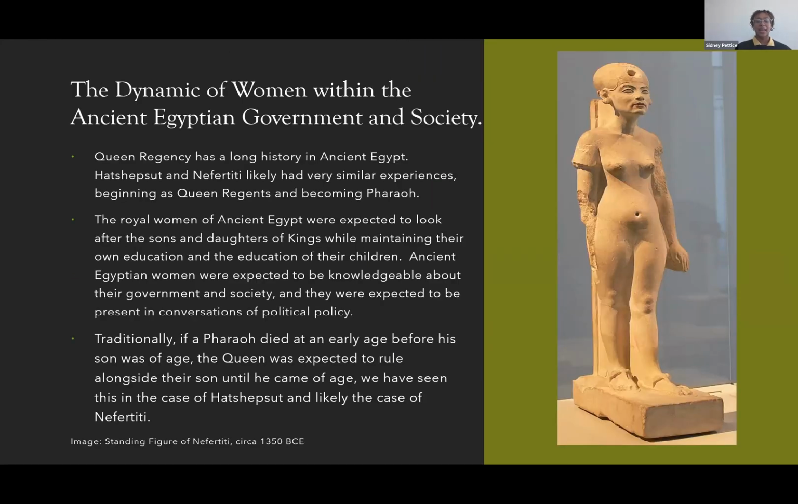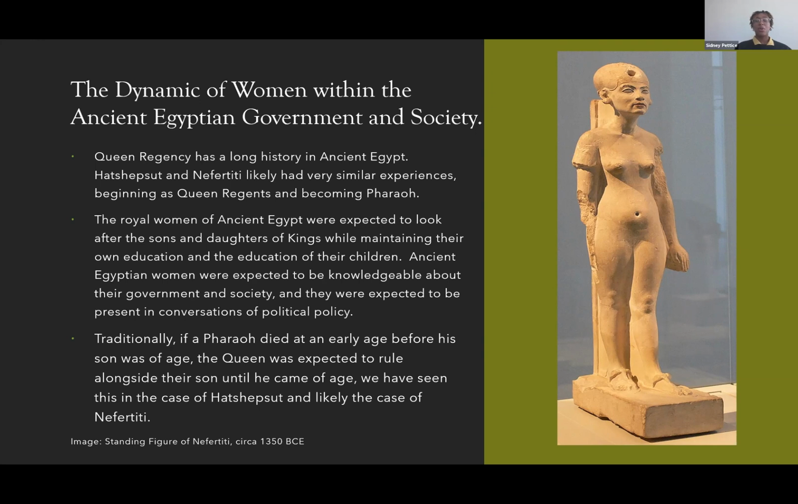So next, I'd like to highlight the ancient Egyptians and their unique role of women within their government and society. I've discussed queen regency in the case of Hatshepsut and Nefertiti both, and they most likely had very similar experiences. The role of women in ancient Egypt was very, I would say, unique to their time period. Ancient Egyptian women were expected to be the traditional homemaker, looking after sons and daughters while maintaining their education and the education of their children. They were also expected to be knowledgeable about their government and society, and to be present in conversations about political policy and their government.